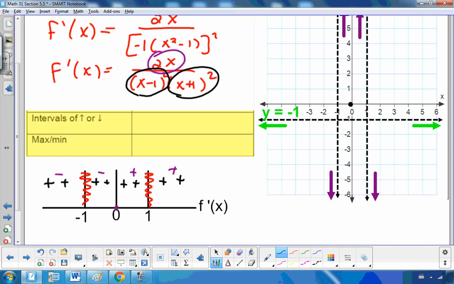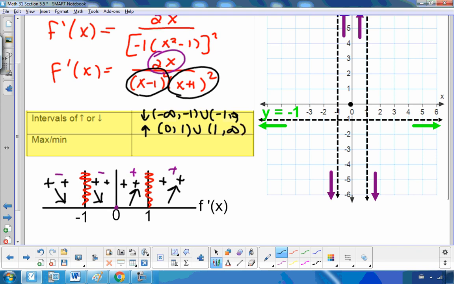Okay, so in my first interval, I have 1 negative, which means I'm decreasing. In my next one, I have 1 negative, so I'm also decreasing. I have all positives here, so I'm increasing, and all positives here, so I'm also increasing. So looking at my intervals of increase and decrease, my intervals of decrease are from negative infinity to negative 1, or from negative 1 to 0. My intervals of increase are going to be between 0 and 1, or 1 and positive infinity.